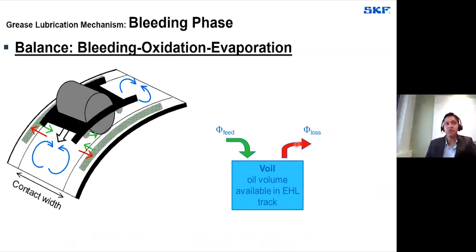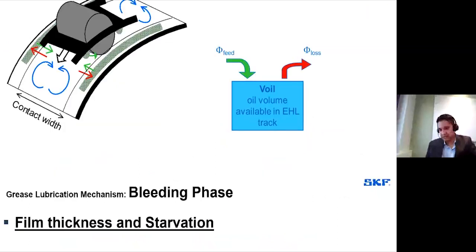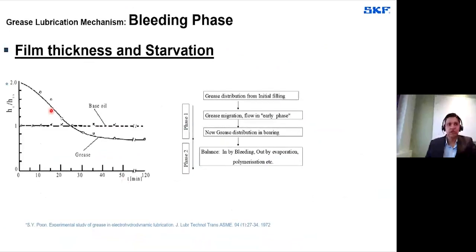This is a graph which represents the film thickness over a period of time. We already discussed that in the early period, you have a very high film thickness compared to the film thickness of the base oil. The reason is that you have the complete grease involved in the formation of the film. In the later stage, only a minimum quantity of grease is left, mainly during the bleeding phase. Then the film thickness is reduced compared to the film thickness calculated from the base oil. So this film thickness is very, very low.